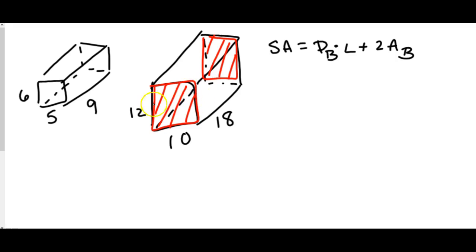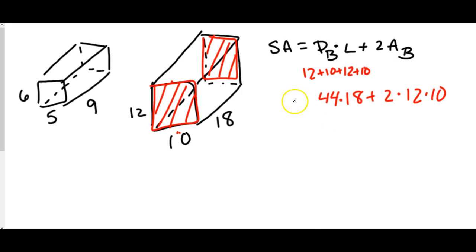So the surface area of this larger prism, we would do perimeter of the base. We would have 12 on both sides, 10 on both sides. So perimeter would be 12 plus 10 plus 12 plus 10, which would be 44, times the length, which is 18, plus 2 times the area of the base. The area of this base would just be length times width, so 12 times 10. Plugging that all in, you end up getting 1032.